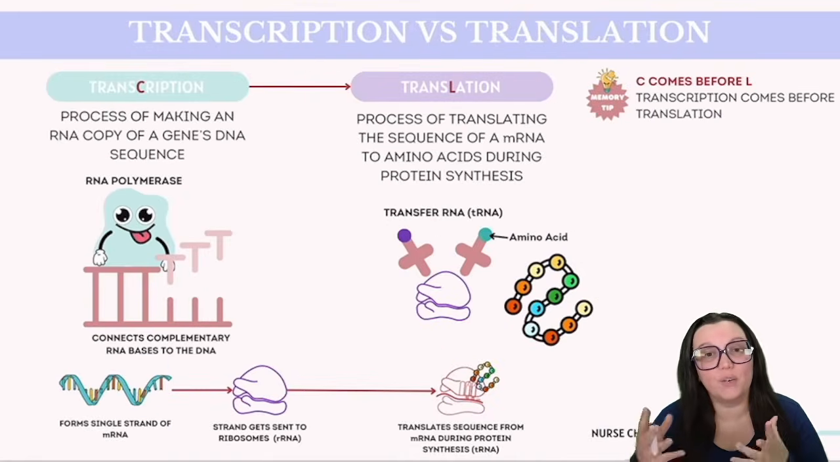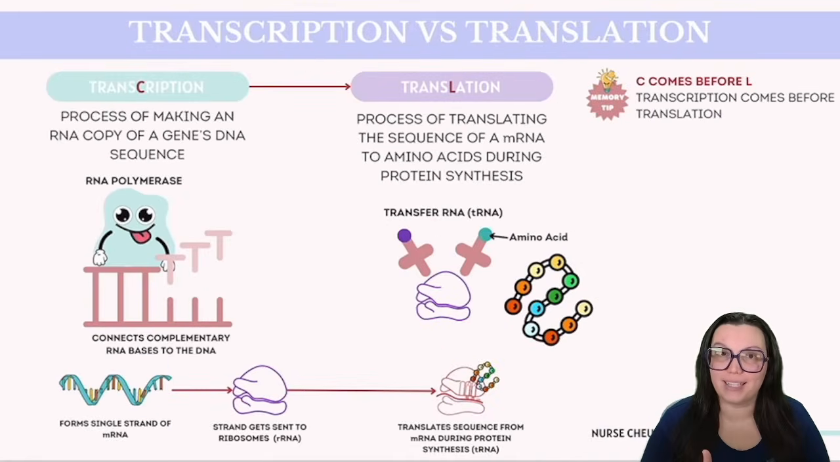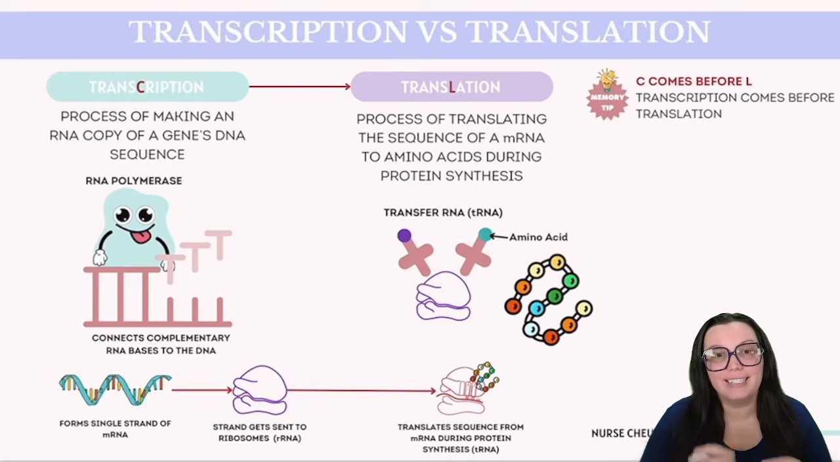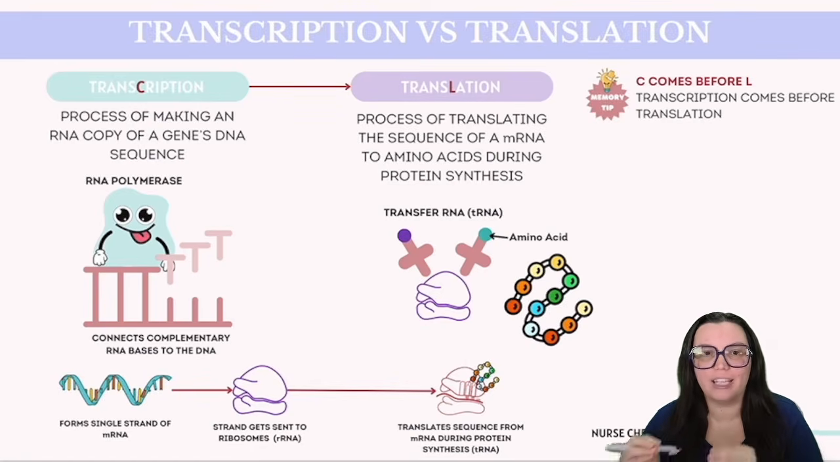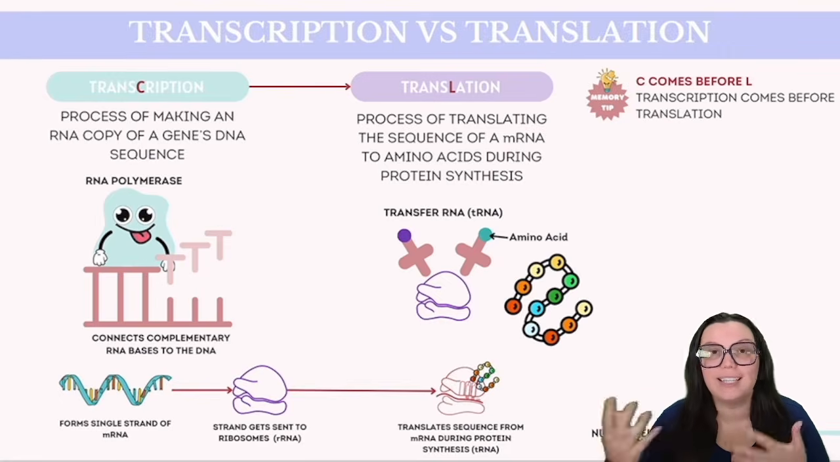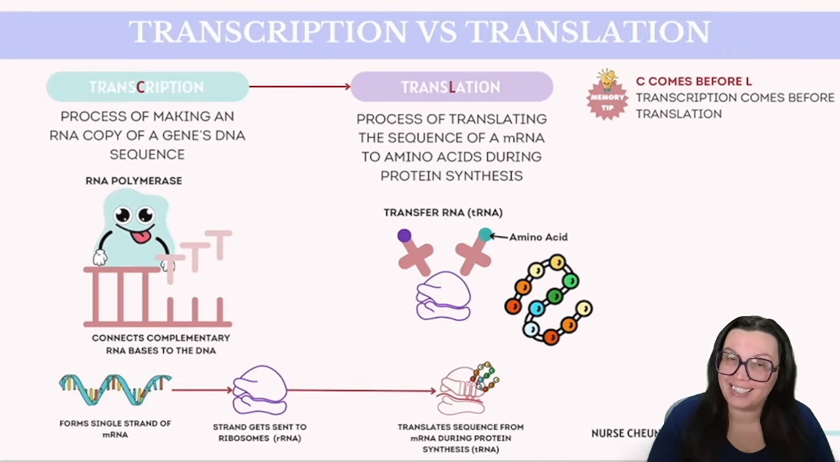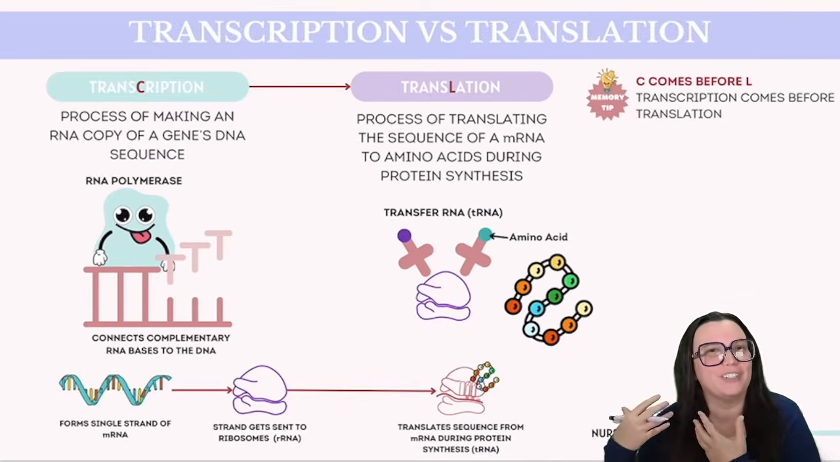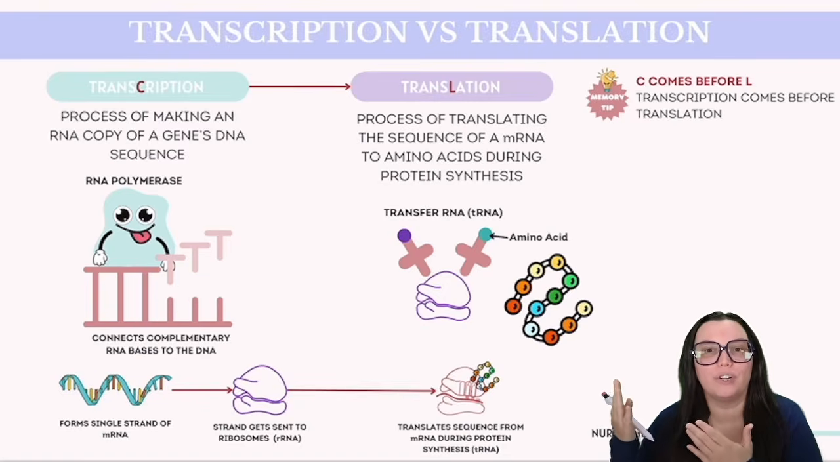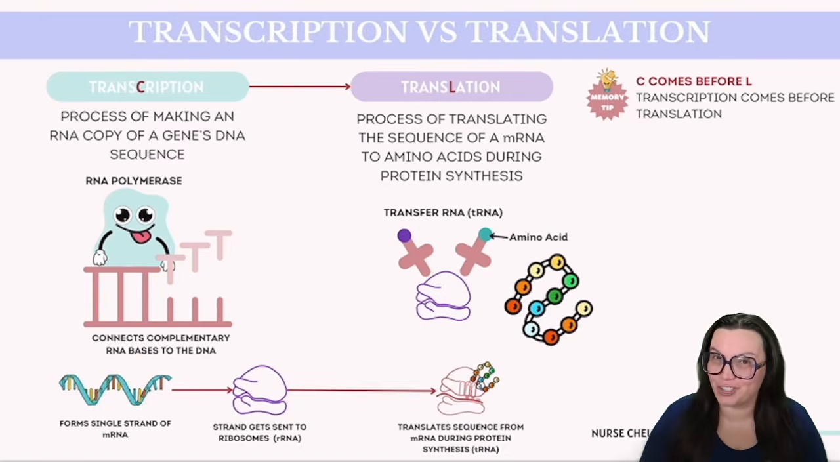Protein synthesis unfolds through 2 principal phases: transcription and translation. A useful mnemonic to recall this sequence and steps involves noting the letters C in transcription and L in translation. Since C precedes L in the alphabet, it's easy to remember that transcription is going to occur before translation. So starting with transcription, it's going to involve converting DNA into a messenger strand.